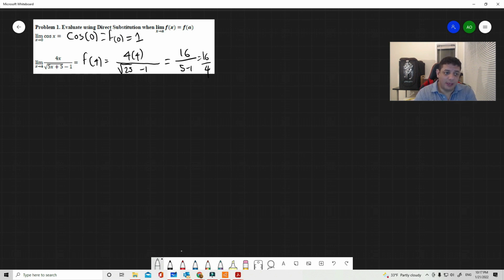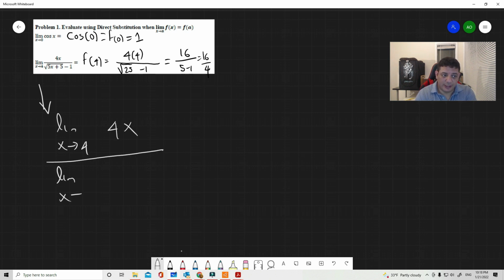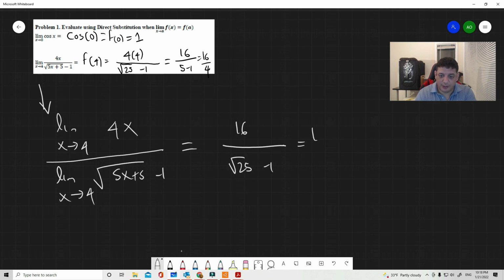Notice that we can also work this one out using properties of the limits, because since the bottom is not 0, I can split this apart into these two limits. Easily you can see that this part is just going to be 16, and this part is also continuous without issues. Square root of 25 minus 1. 16 over 4, 4.